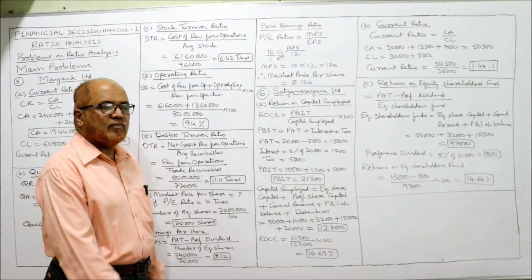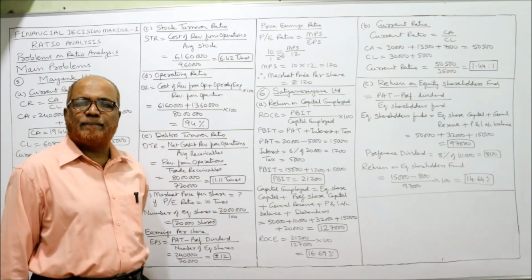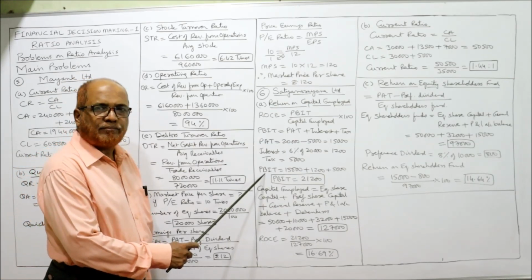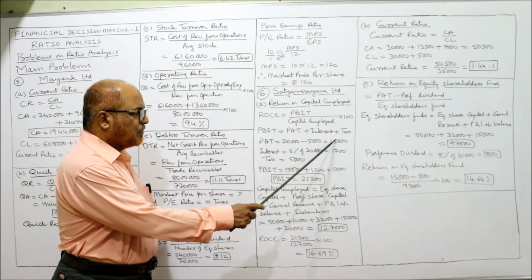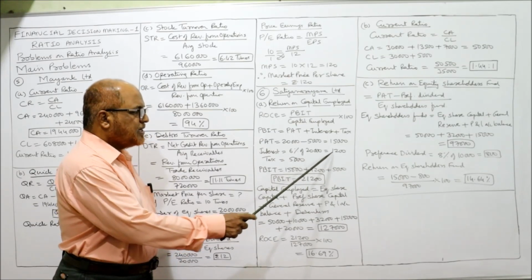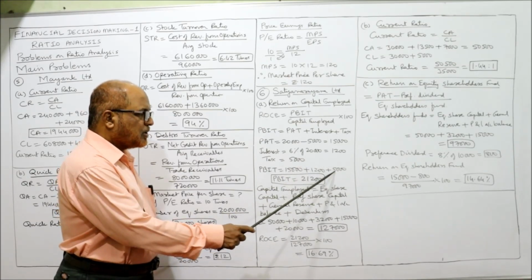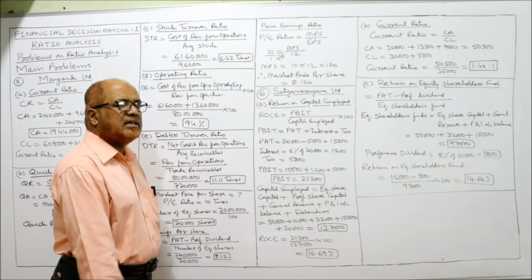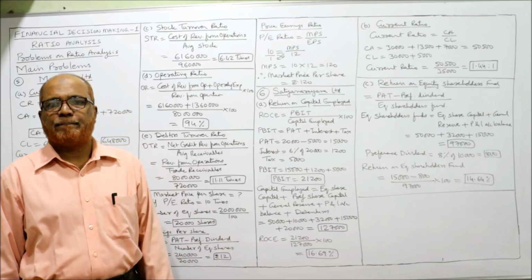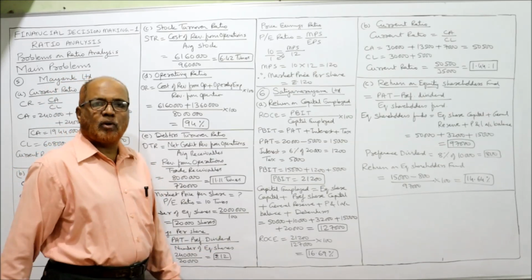And tax, provision for taxation is 5,000. So PBIT: profit after tax is 15,000, interest is 1,200, taxation is 5,000. So PBIT is 21,200. Now we need capital employed.